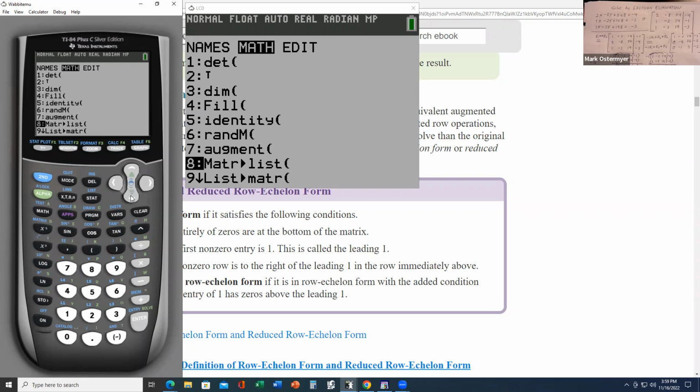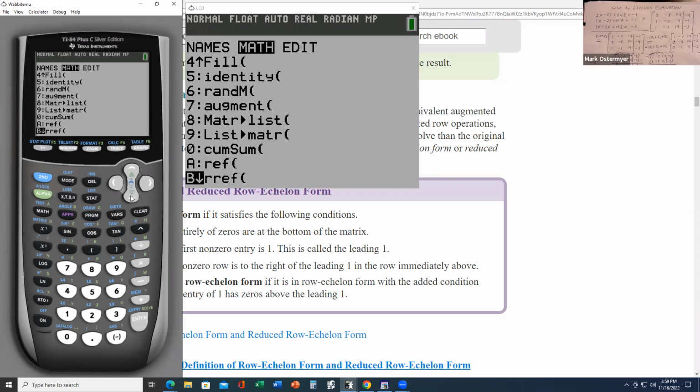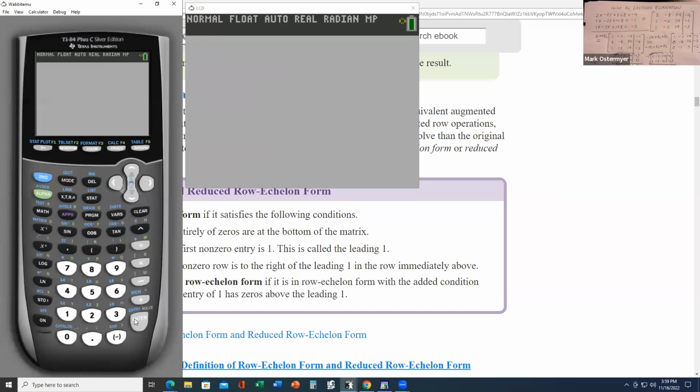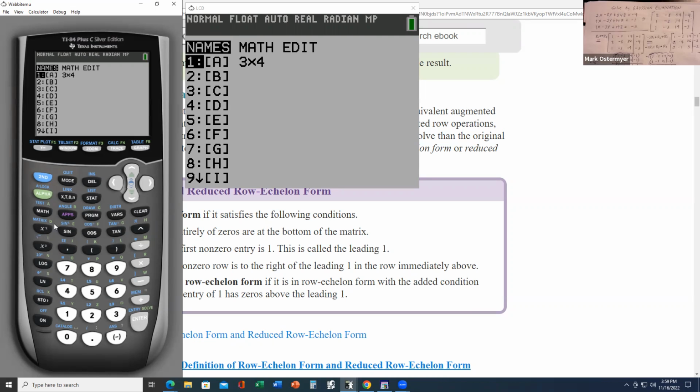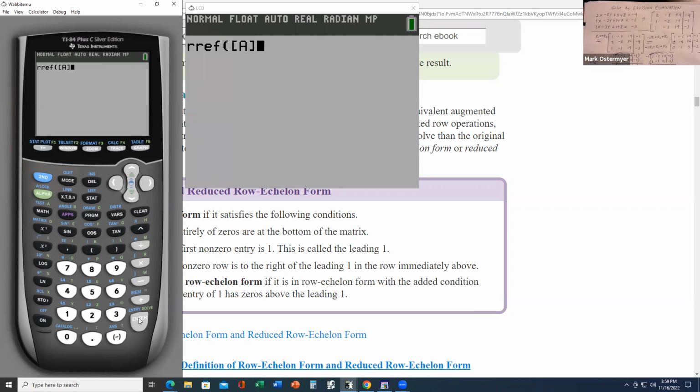Keep scrolling down till you run into a very powerful little function called the RREF function. That stands for, what do you think it stands for? What does that stand for? Reduced row echelon form. Hit enter. Now we got to go back to matrix, second reciprocal button, but stay on names this time and select matrix name A. Closed parenthesis. Are you ready for this? Hit your enter button and watch how fast your calculator can solve this system.